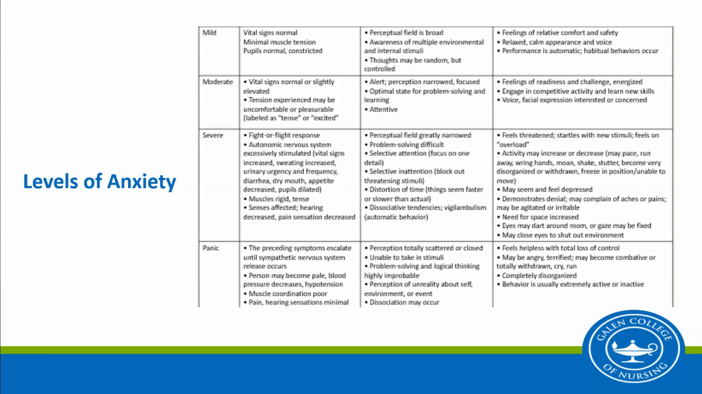Severe anxiety is where we start to see that fight or flight, where we see that autonomic nervous system come in, right? Our muscles, we're kind of holding on to them. We're so tense. We see back pain. Our senses aren't where they're supposed to be, right? We're not hearing everything. Our perceptual field is so narrowed that we don't know what's going on around us. We can't problem solve, right?